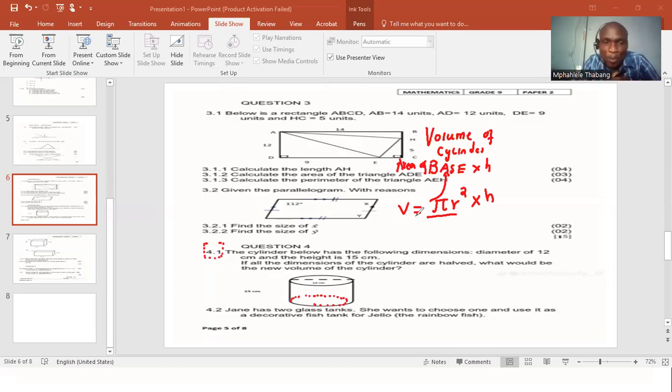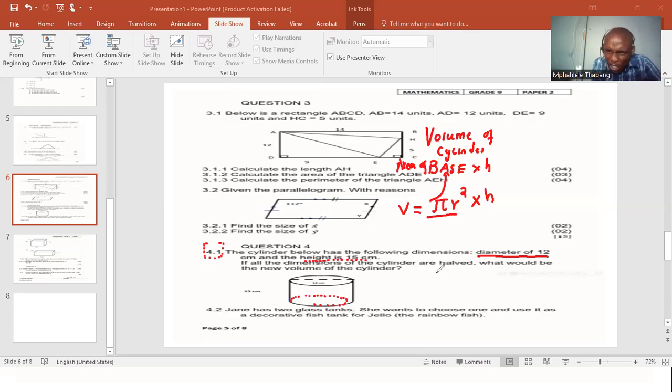So now on 4.1, they are saying the cylinder below has the following dimensions: a diameter of 12 and a height of 15. Now they are saying if all the dimensions of the cylinder are halved, they are simply saying if all the dimensions of the cylinder are divided by 2, what will be the new volume of the cylinder?